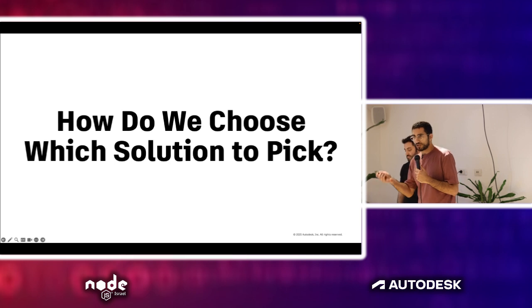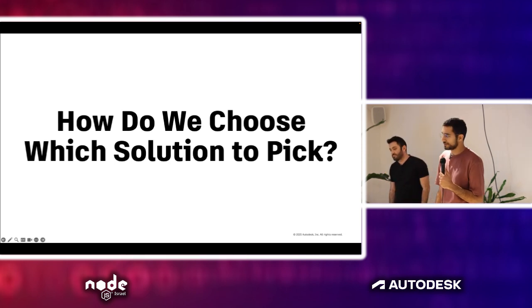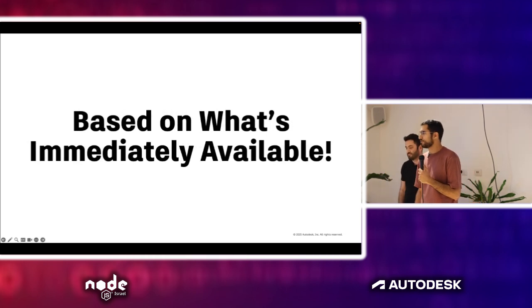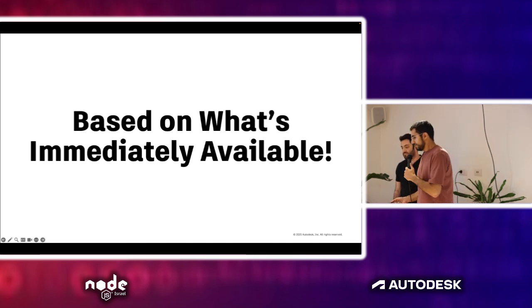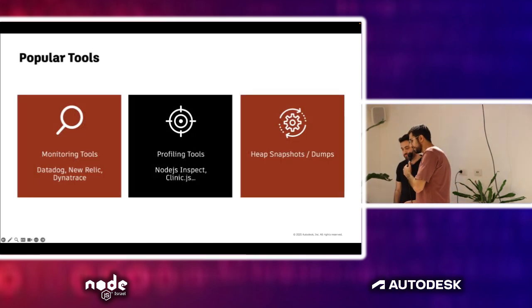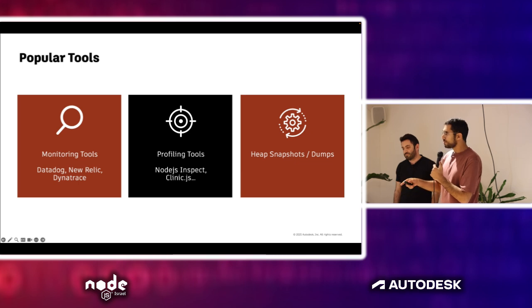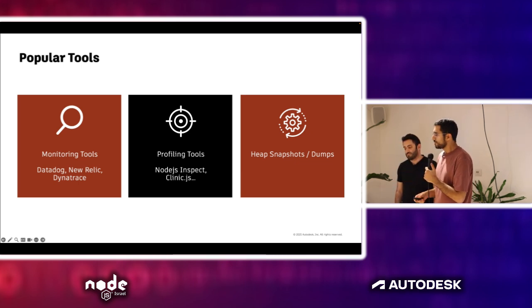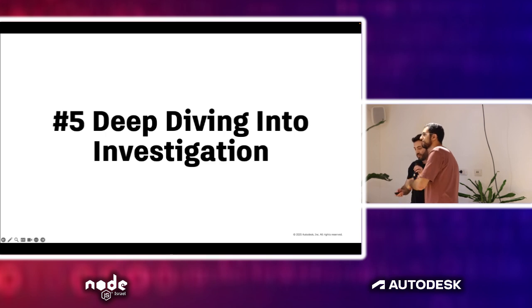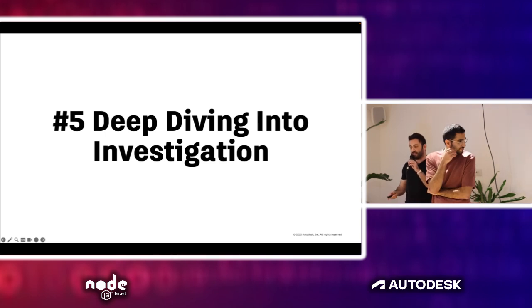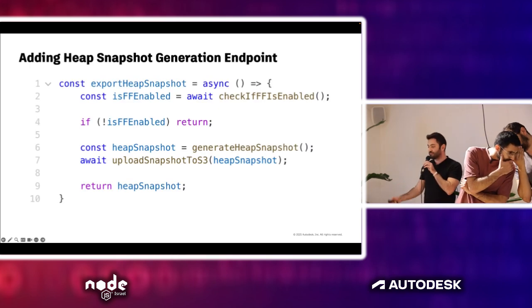So how do we choose which solution to pick? Basically, by what's immediately available. So for us, we actually chose monitoring tools because this was available for us. And we also chose heap snapshots, which were extremely easy to implement. So let's deep dive into the investigation.